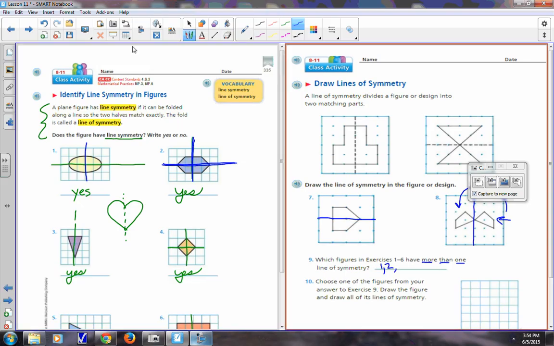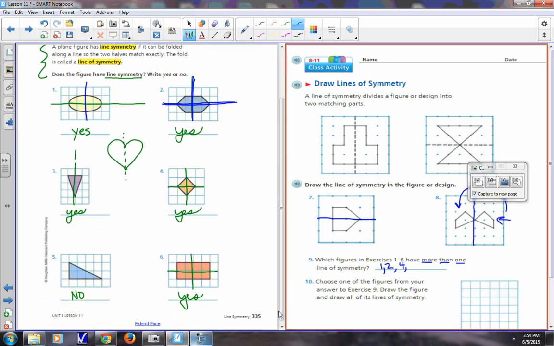Number 3 only has one line of symmetry, because if we tried to fold it any other way, it's not going to match up. Number 4, we've already established, yes, definitely more than 1. Number 5 has no line of symmetry. And number 6, we've already established has more than 1. So choose one of these figures, 1, 2, 4, or 6. Draw the figure and draw all of its lines of symmetry.